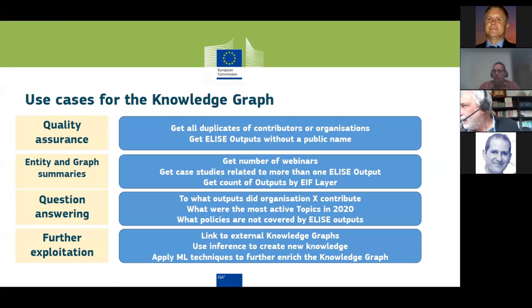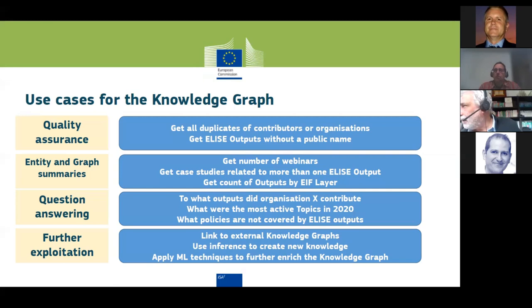So it's really querying the knowledge graph, but using different ways of grouping things, counting things, combining different attributes or different links in the knowledge graph. And that gives us a nice overview of what ELISE did.